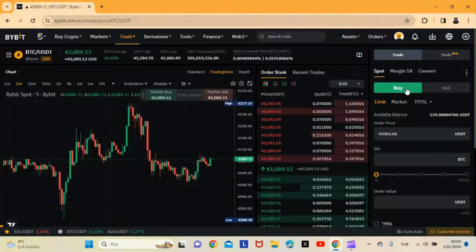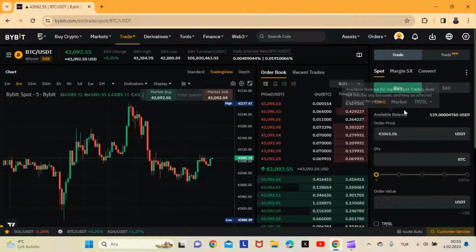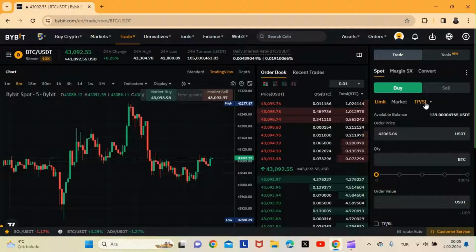Now you are seeing buy and sell. I'm going to show you how you can buy crypto here. These are the order types. We have the limit order, the market order, and the TP and SL. The TP is take profit, and SL is stop loss. I'm going to show you how you can use all these orders.